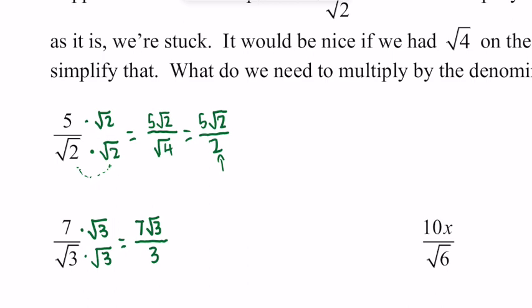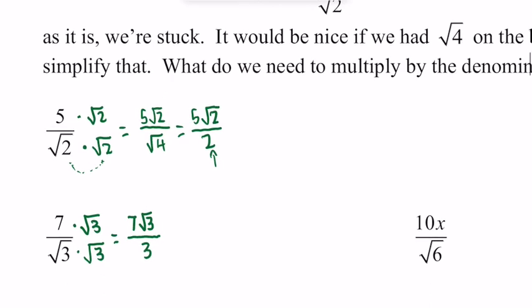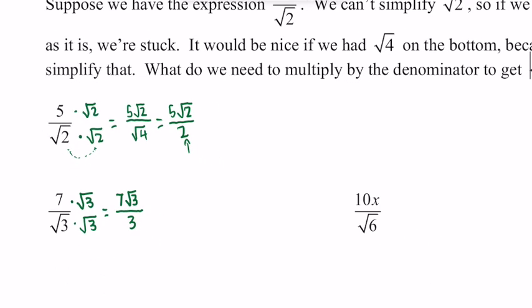When you multiply a square root by itself, you just end up with whatever was under the root. Or if we look at 10x over the square root of 6, here the square root we want to get rid of is the square root of 6. So we multiply by the square root of 6 on the top and the bottom. In the numerator, we would have 10x square root of 6. In the denominator, the square root of 6 times the square root of 6 is 6.